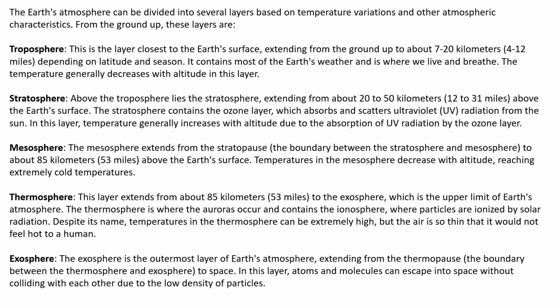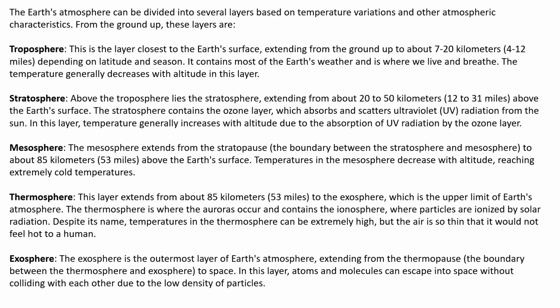So the third layer is the mesosphere. The mesosphere comes after the stratosphere and extends from the stratopause. The region that separates the stratosphere and the mesosphere is called the stratopause. It acts as a boundary, and the mesosphere extends about 85 kilometers above the Earth's surface. Temperatures in the mesosphere decrease with altitude, reaching extremely cold temperatures, just as in the troposphere.